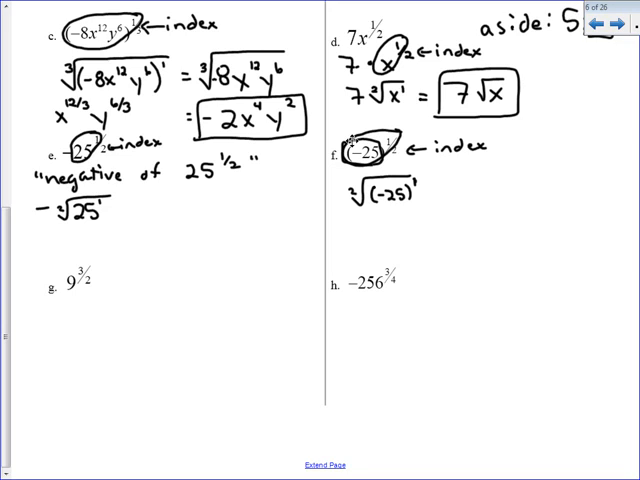So let's look at the different ways these simplify then. This is negative square root of 25. Is that going to be a real answer?